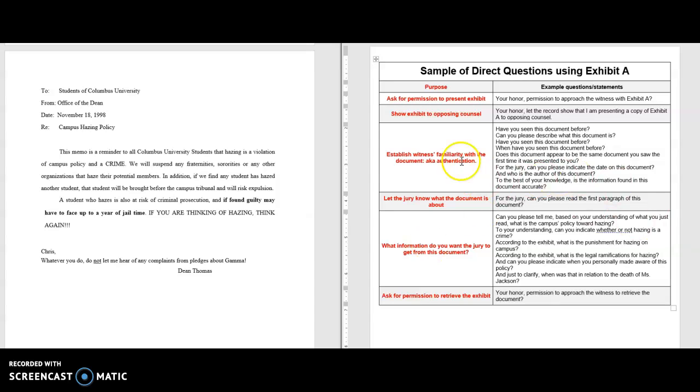So identification is right here, identification is going to be here. And then we have what is the document itself, i.e. is the document an accurate representation of what is being reported, and lastly, why is this document important? This completes the direct examination questions.